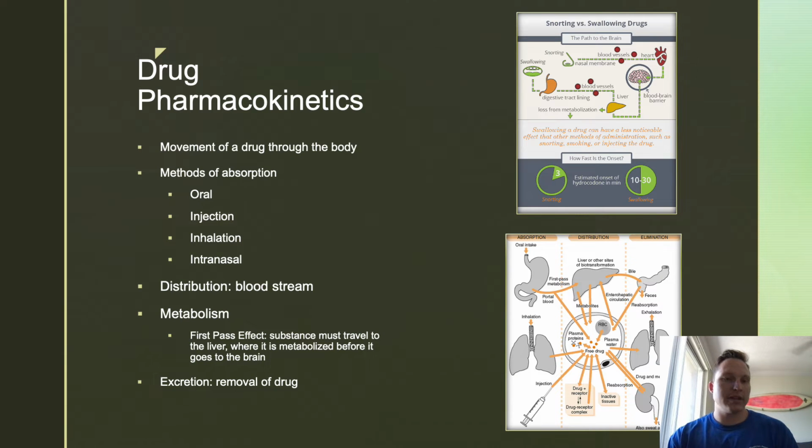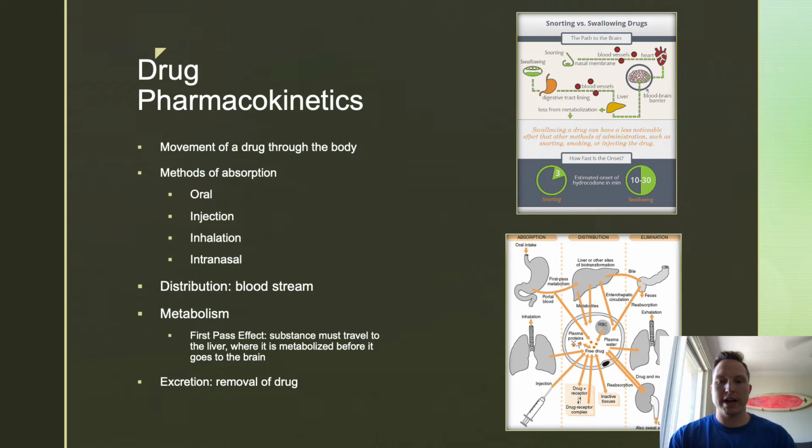Drug pharmacokinetics, that is literally just a big word to show you basically a drug's movement throughout the body. So some of the methods are like oral, injection, inhalation, or intranasal. And so basically the drug is always distributed through the bloodstream. And I will go over some of these too, but you have a thing called first pass effect. That's basically where your liver metabolizes the substance before it travels up to the brain. And then you have excretion, where the drug is removed.